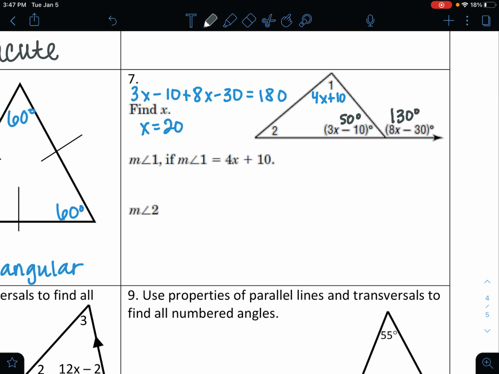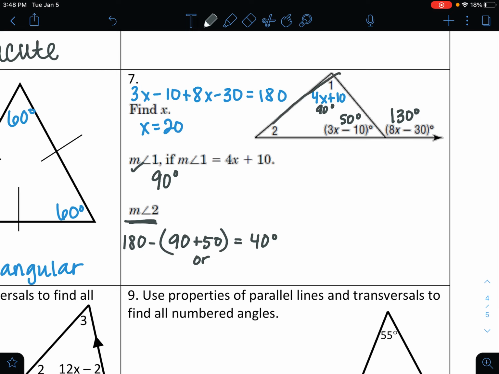And I'm going to plug it in up here for that 4x plus 10. So 4 times 20 plus 10 is 90. So that's 90 degrees up there. Okay. So that means, I'll put that right there. So that's 90 degrees. Okay, so now we have to find the measure of angle 2. So you can add together the 90 and the 50. I'm just giving you an option. There are different options. And then subtract it from 180. That's one option. Okay, and that'll give you 40.